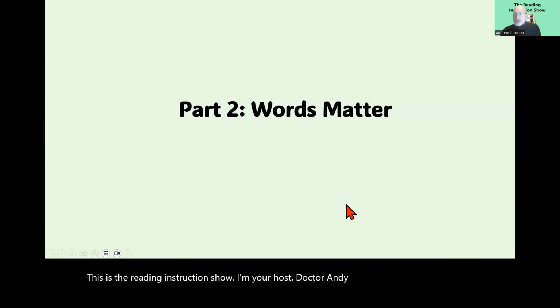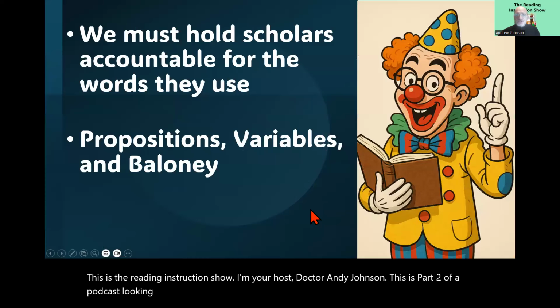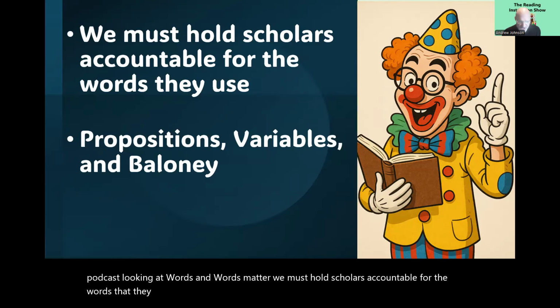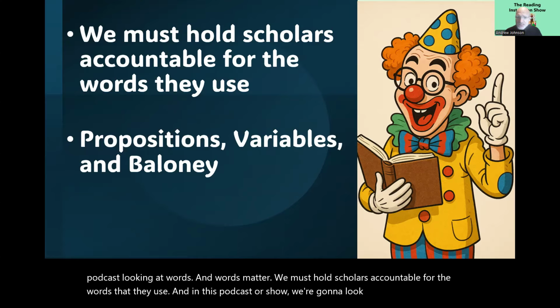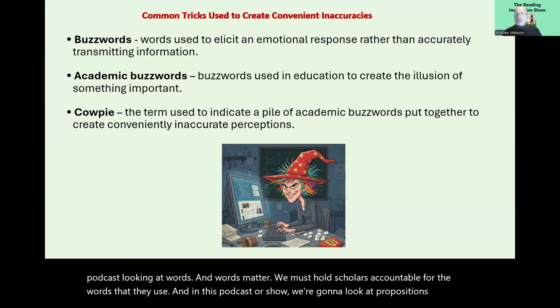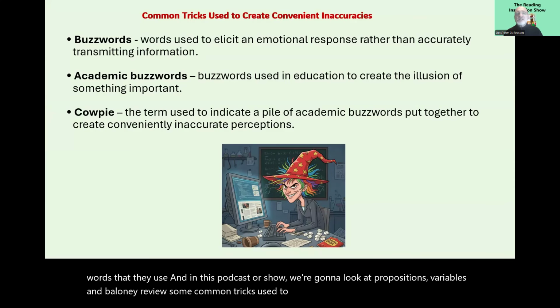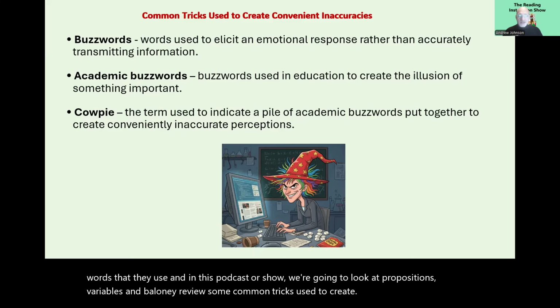This is part two of a podcast looking at words, and words matter. We must hold scholars accountable for the words that they use. And in this podcast or show, we're going to look at propositions, variables, and baloney. Review some common tricks used to create convenient inaccuracies, and I've added a couple.